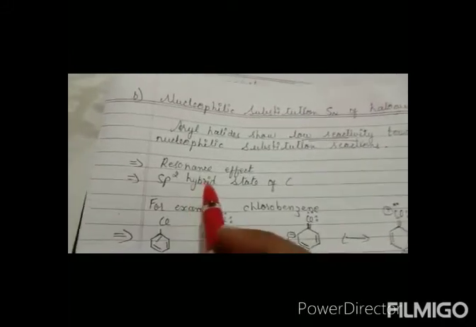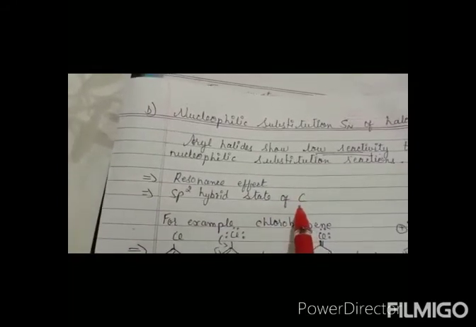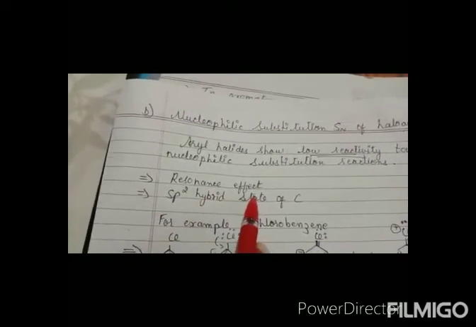What is the reason for that? Two main reasons are focused on here: the resonance effect and the sp2 hybrid state of carbon. Let us take an example. What do we mean by this resonance effect? The example explained in your textbook uses chlorobenzene. We know about the resonating structures. How does the resonating structure take place in chlorobenzene?